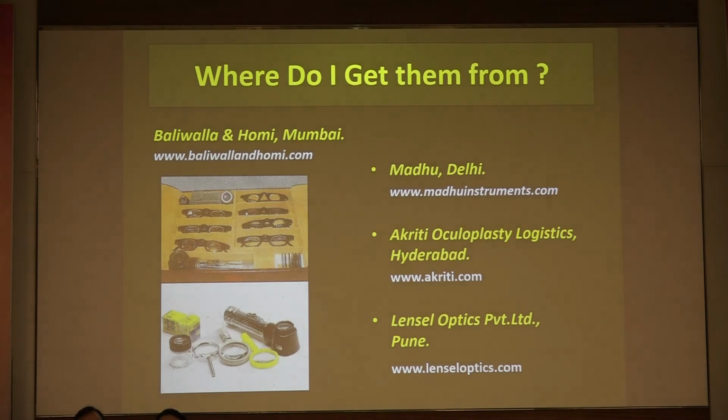So in India, where do you get them from? These are some of the places where you can buy them from. Baliwala and Homi in Mumbai. And the pictures on the left are from the Baliwala testing kit. This is a very simple kit. One can buy it locally. And then you can get some good low vision devices from Madhu Instruments in Delhi, Acuity Oculoplastics in Hyderabad, and Lensal Optics in Pune.